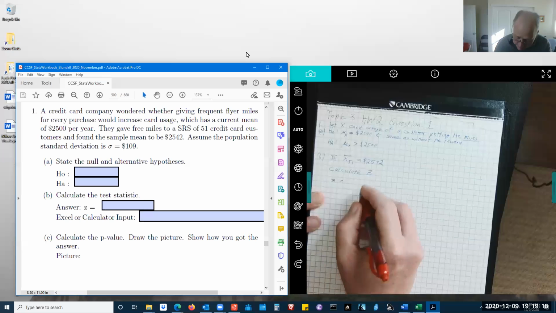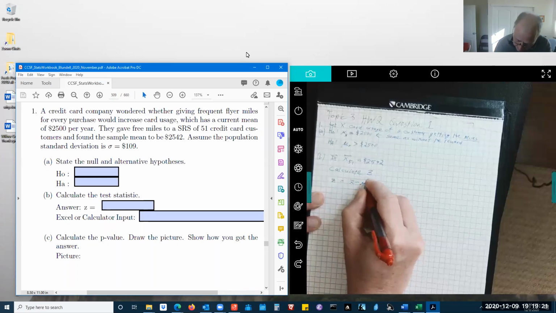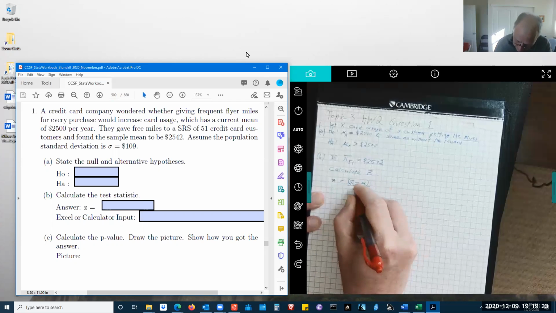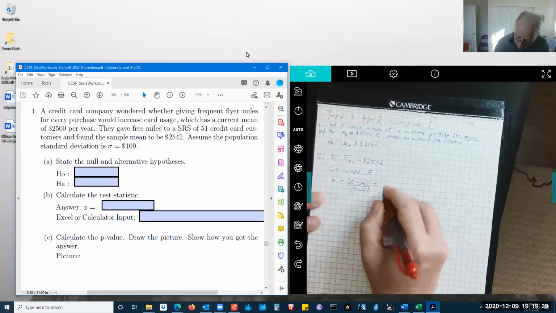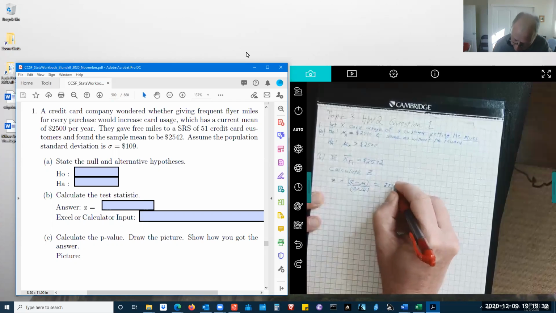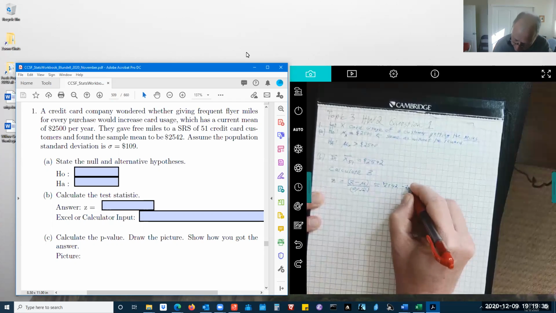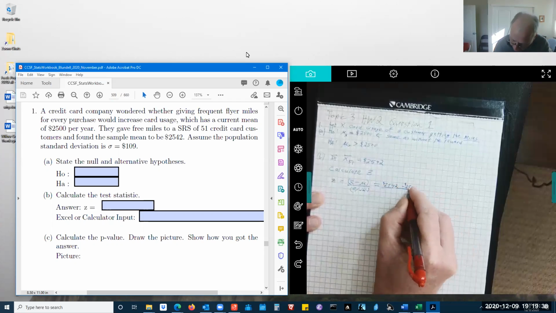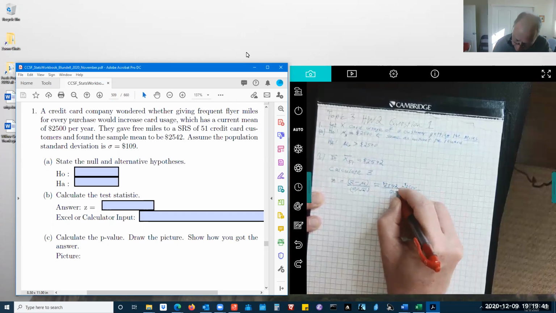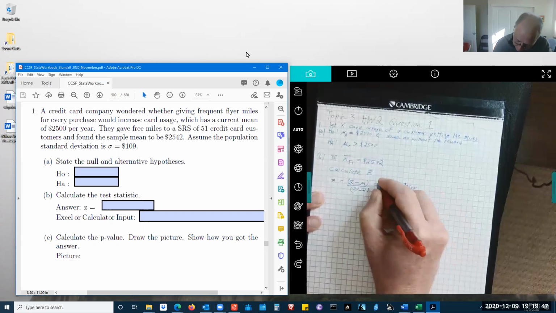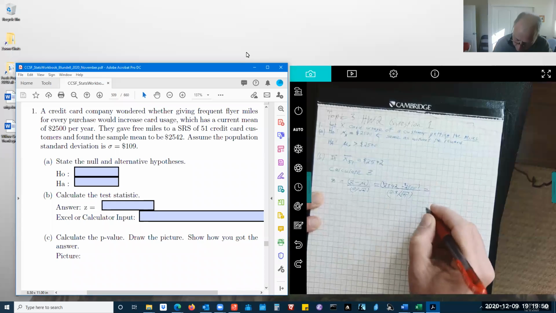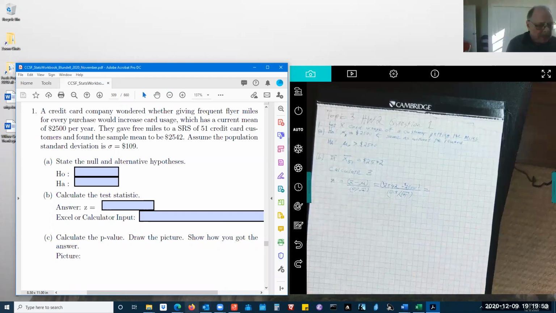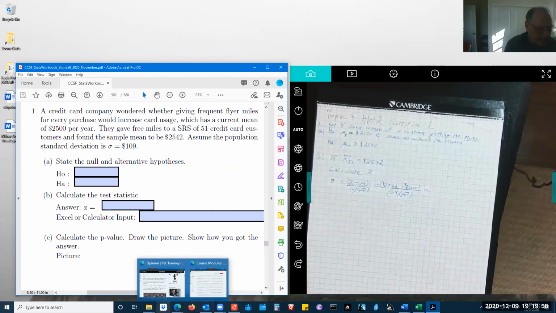So anyway, Z is the x bar minus mu over sigma over root n. So that's 2542 minus 2500 over 0.4 over the square root of 51. Okay. So let's see. I'm gonna do that, and I guess I'll do that in Excel.